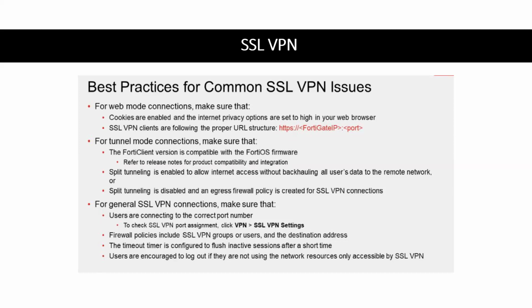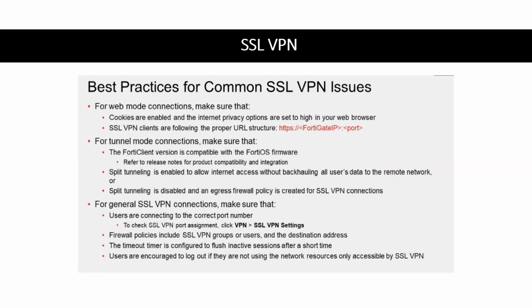Or make sure that you have an egress firewall policy for SSL VPN connections to allow access to external resources. What they mean by that is, you have them connect to the firewall, and maybe the traffic flow is for them to get out to the internet. You have split tunneling disabled, so now they have to come into your network and go back out so you can track the traffic. Make sure you have that firewall policy that says for the SSL VPN interface, go out the WAN, so you're allowing internet traffic for your SSL VPN users.